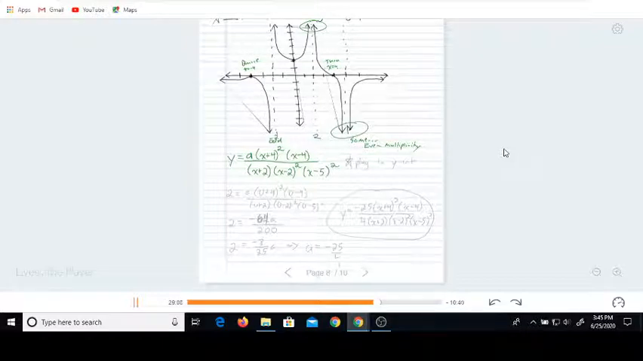All we need to do is plug in a point. I like plugging in the y-intercept and solving. So let's go ahead and plug in the y-intercept and solve for that leading coefficient. We know our y value is 2 when our x value is 0, just by looking at the graph. And we need to go ahead and solve this equation.